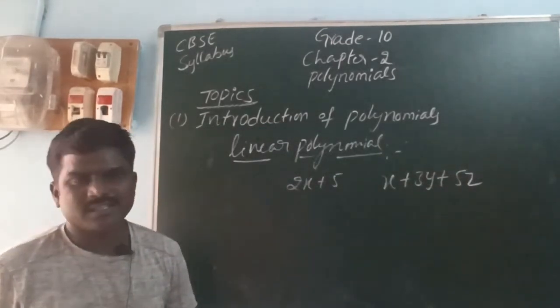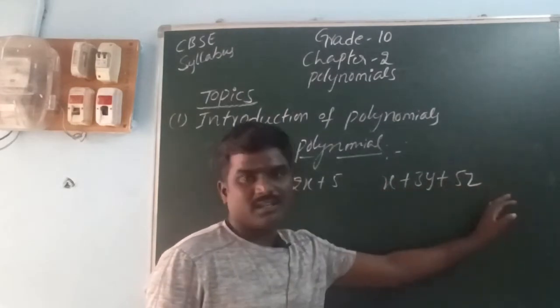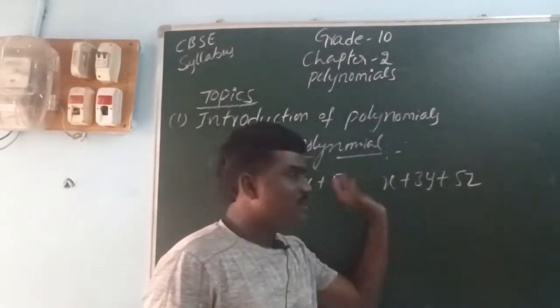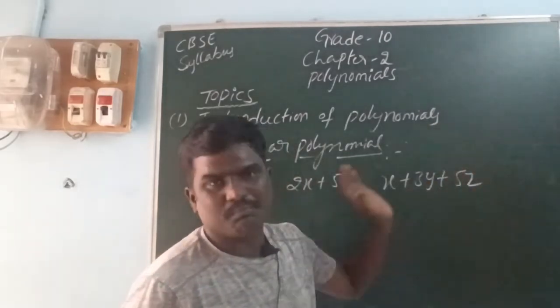Here, how many terms are there? 3 terms: 1, 2, 3. First term degree is 1, next term degree is 1, next term degree is 1. The highest degree is how much? 1. It is a linear polynomial.